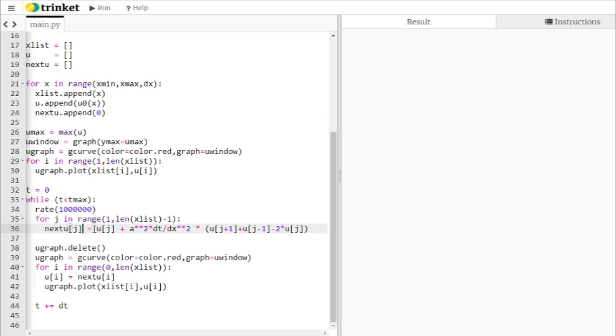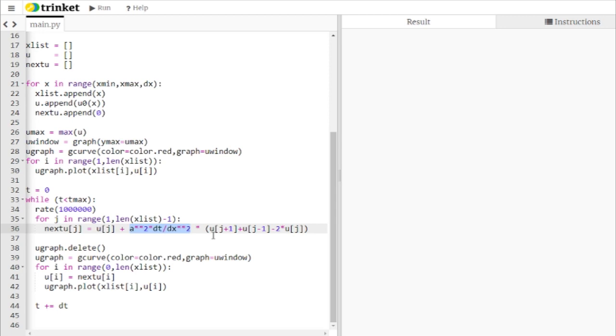Now you notice we're storing these in different lists here, next u and u, because I've got to keep referencing other values of u. So I can't change the current value of u, because then I need that for the u j minus 1 term on the next term on the list. And so what we've got here is the change over here. So we've got all the constants, a squared times dt over dx squared, like we had on the board. And then here we've got this derivative piece.